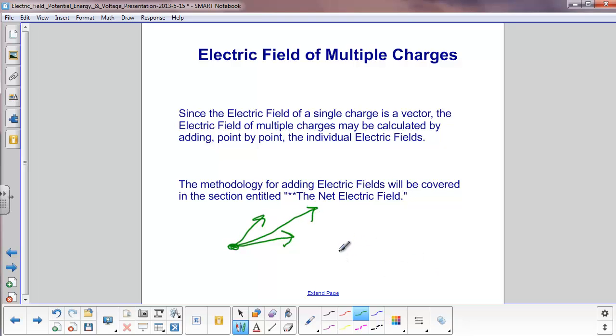Now, for this course, we're just worried about fields in one direction. So it would be more like an electric field going this way, then it's being supported by another charge with the electric field going this way. So the total electric field would just be the length of this vector in this direction. We'll cover this in more detail later on in the section entitled The Net Electric Field.